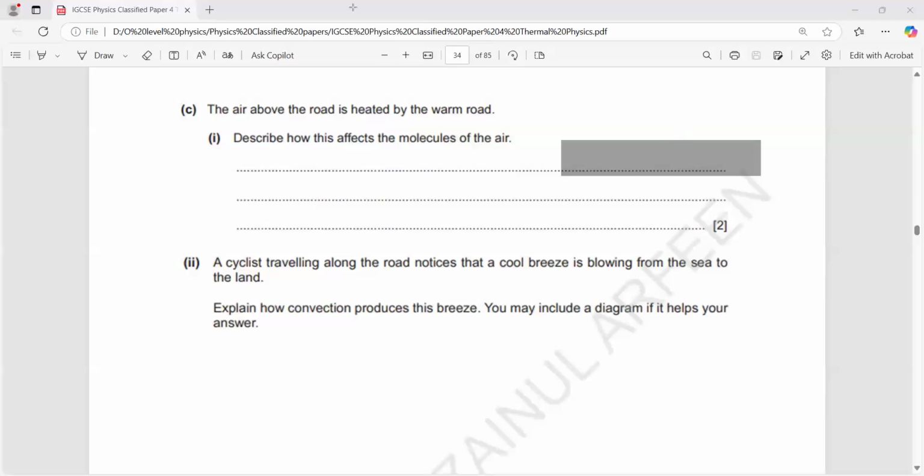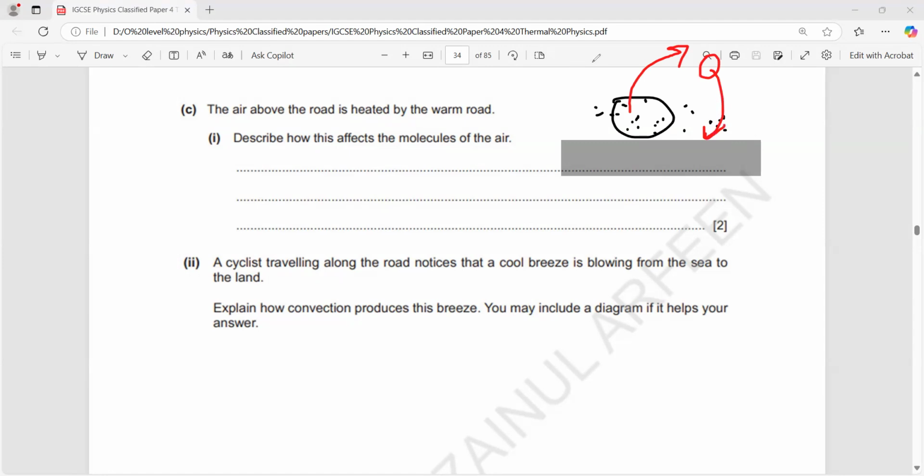Convection. So what will happen? Yes, it is convection. The kinetic energy increases. So as a result, what will happen? The air above the road will become hot, and what will happen to the hot air? The hot air will rise up, and as a result, the cold air will move.